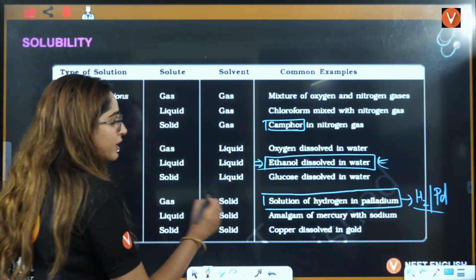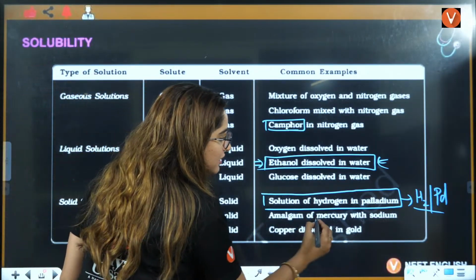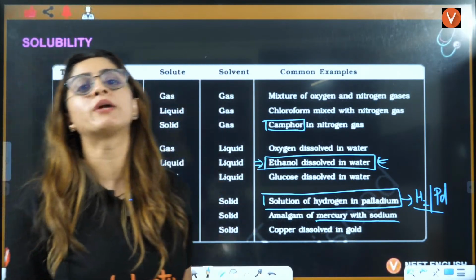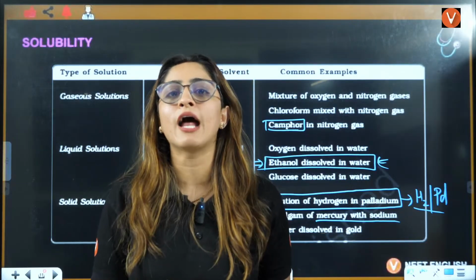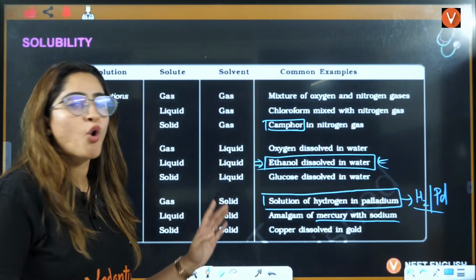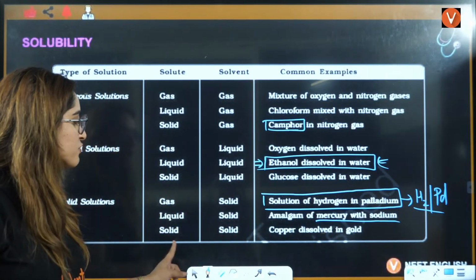Then you have liquid in solid, right? This is amalgam of mercury with sodium. Mercury is a liquid at room temperature. Sodium is a solid at room temperature, right? When you mix them, you will have a liquid dissolved in solid, right? Then you have solid in solid.